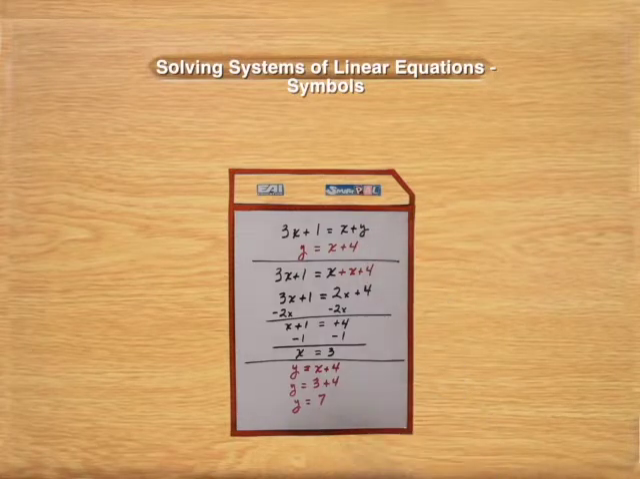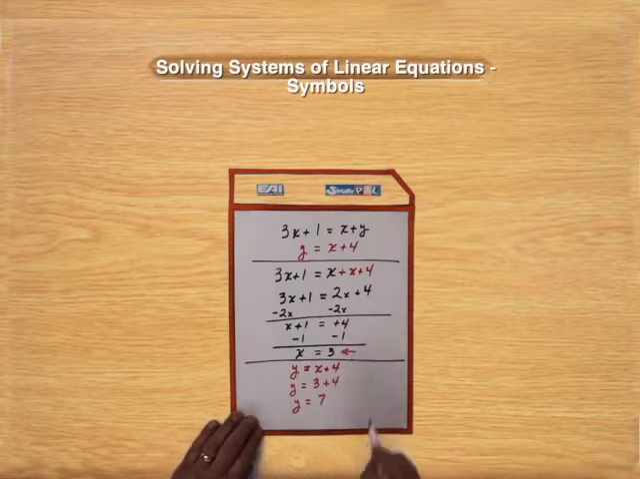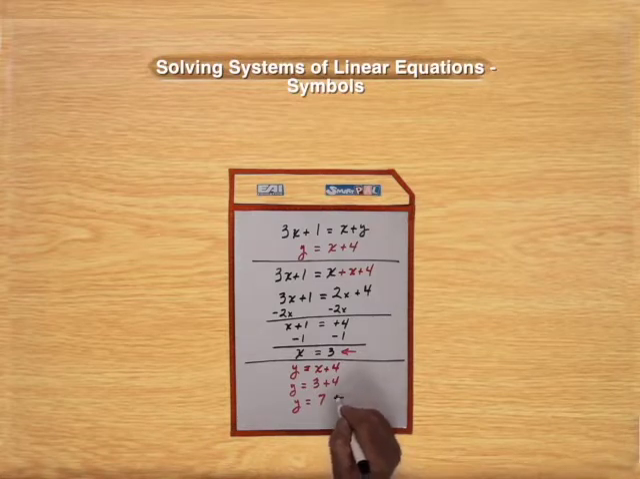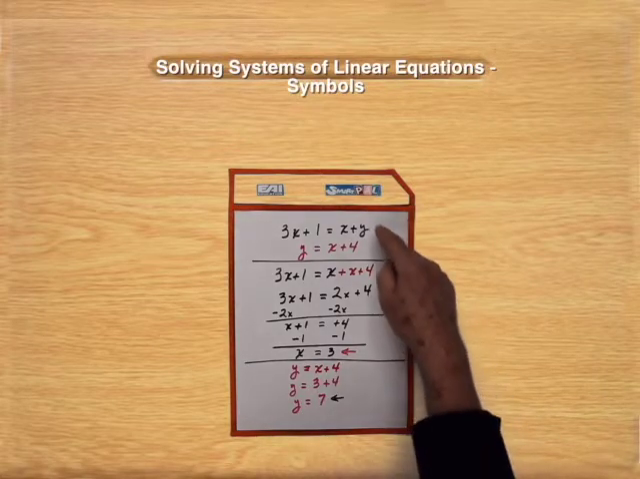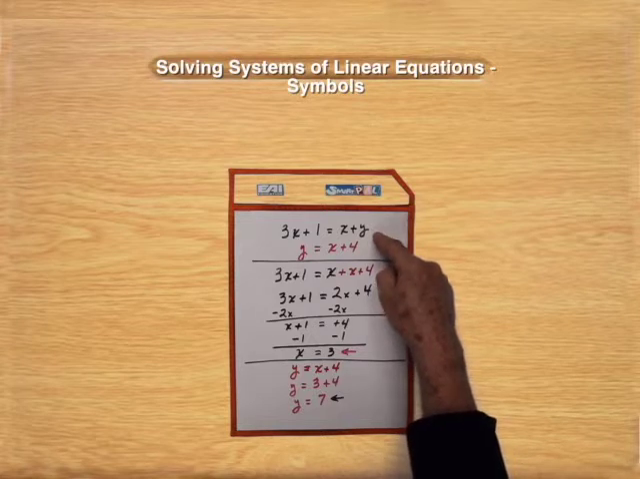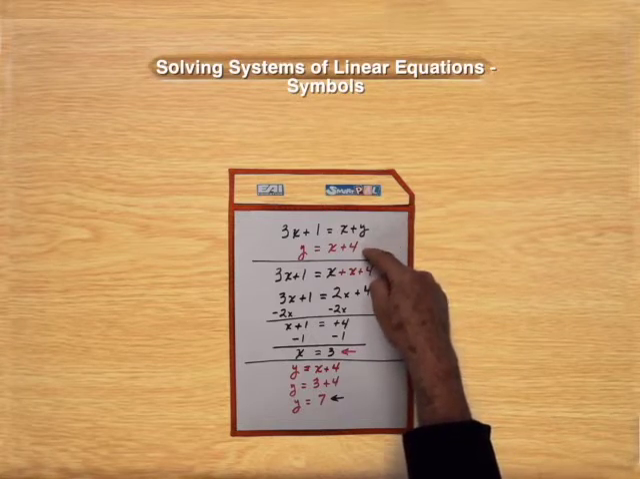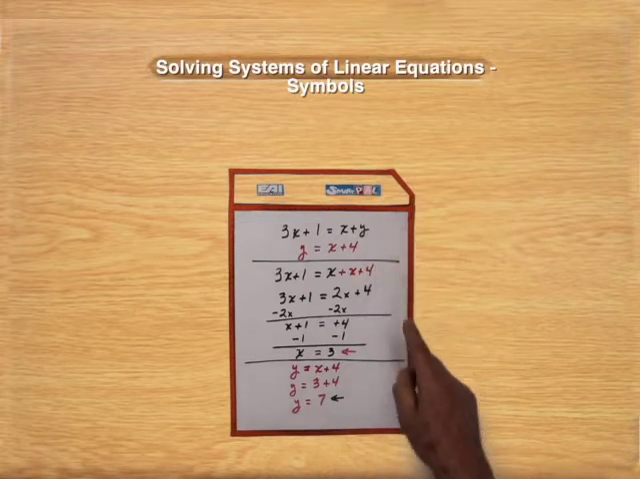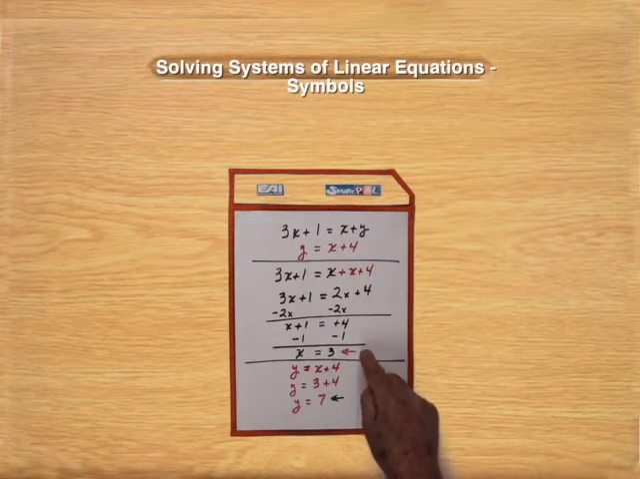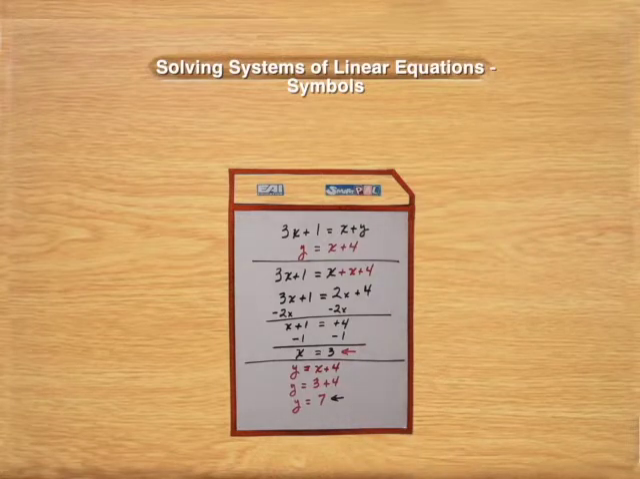So now what we've done, we've taken the two linear equations, 3x plus 1 equals x plus y, and y equals x plus 4, and we found a solution for both x and for y. The value of x is x equals 3, and the value of y is y equals 7. And therefore we can say the solution of our system of linear equations, namely 3x plus 1 equals x plus y, and y equals x plus 4, is x equals 3 and y equals 7.